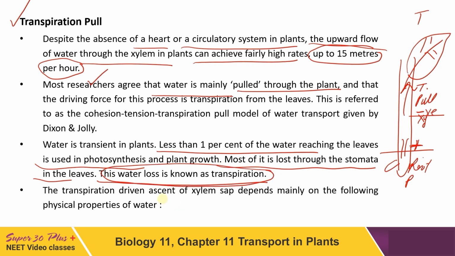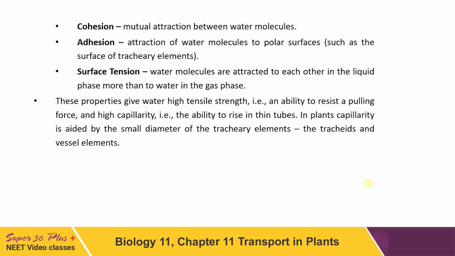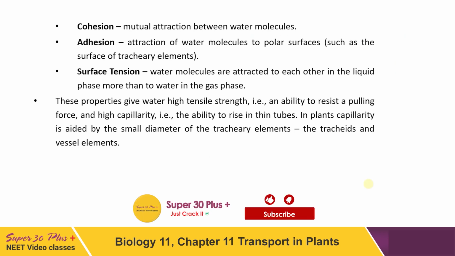Transpiration-driven ascent of xylem sap depends mainly on the following physical properties of water. Here there will be transpiration, and it will pull the water in the xylem vessel. What are the three important factors? Yes, one is cohesion, one is adhesion, and one is surface tension.